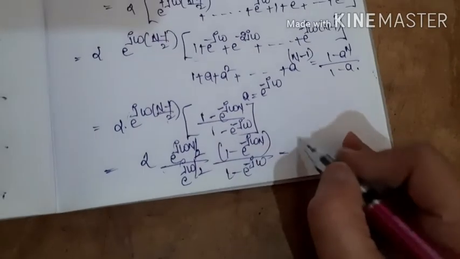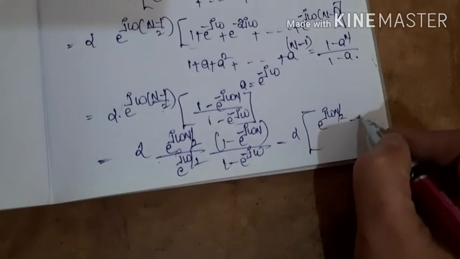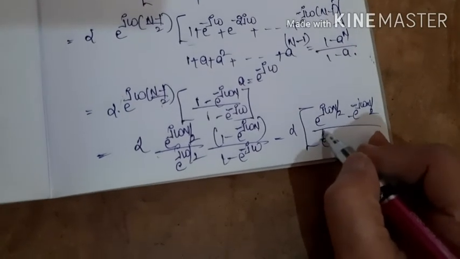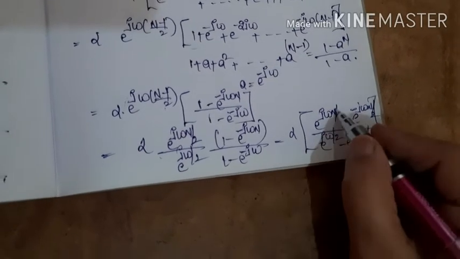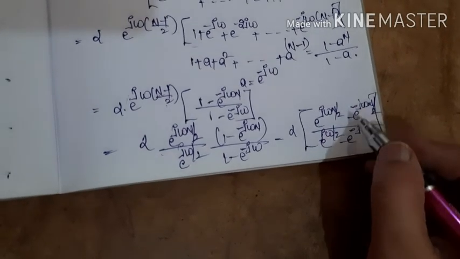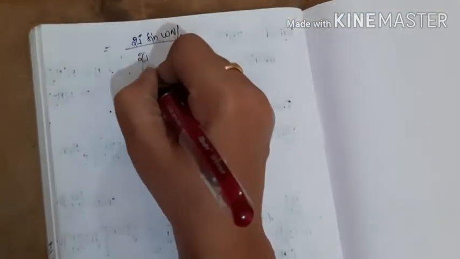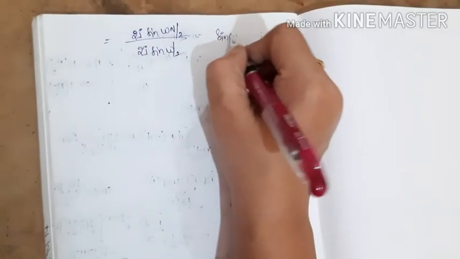Next, multiply these terms inside. We will get e power j omega n by 2 minus e power minus j omega n by 2 by e power j omega by 2 minus e power minus j omega by 2. E power j theta minus e power minus j theta, that is nothing but 2j sin theta. So here 2j sin omega n by 2 by 2j sin omega by 2. Sin by sin is nothing but sinc function.